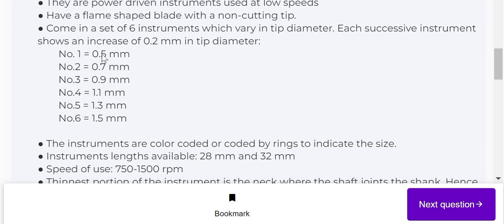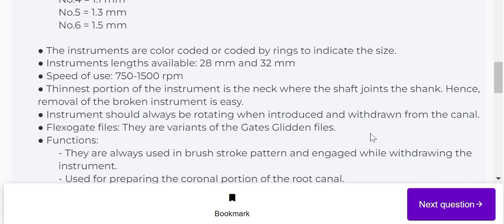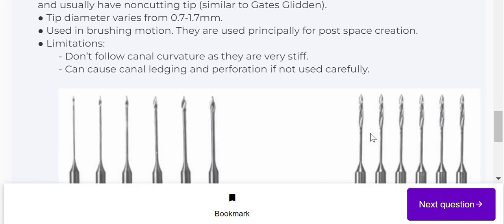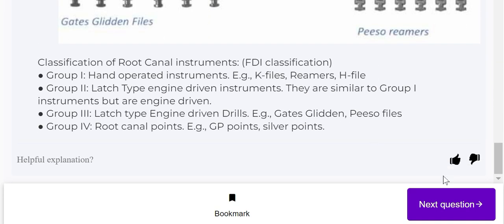And they're numbered between 0.5 to 1.5 mm, 1 to 6. Each successive instrument shows an increase of 0.2 mm in tip diameter. That's the thing to be remembered. And there's quite a long explanation.